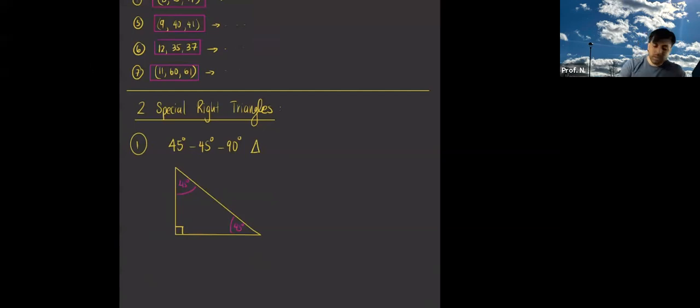Now, this is also called an isosceles right triangle. It's isosceles, meaning that it has two sides that are the same. So these are the same. And we normally say this is side x. This side here is also x. Now, how do I find the missing side in terms of x?